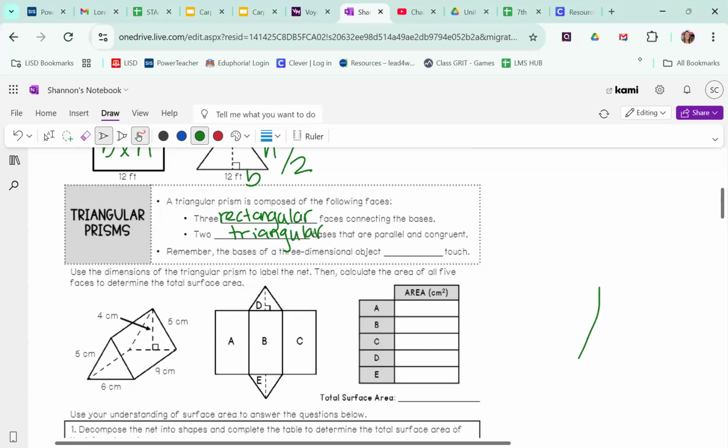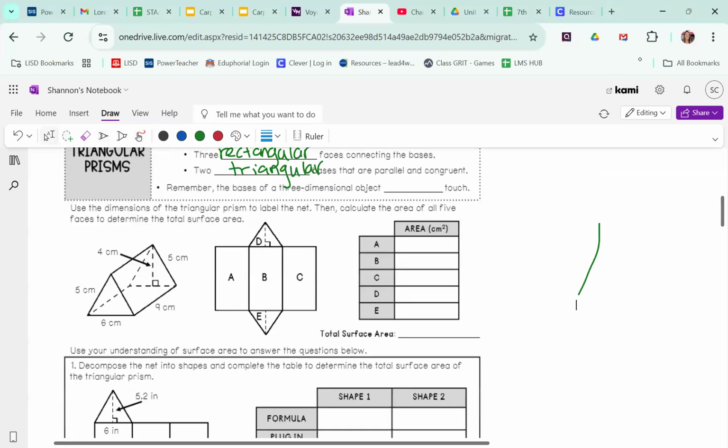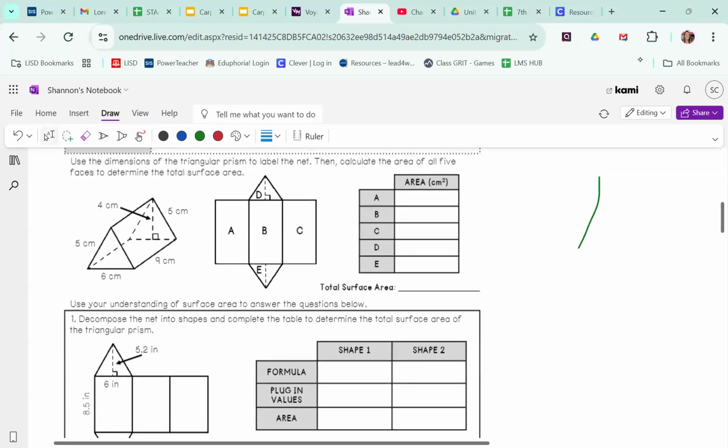All right, so if we are trying to go over this one, it says use the dimensions of the triangular prism and label the net. Okay, so the net is this picture, right? So we have A, B, and C. So if we're trying to find A, we have 5, and then we have 9, or we could look at it on this side. So we have 5 for this piece and 9 for here. So we have 5 times 9, which gives me 45.